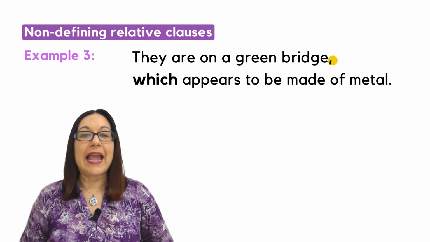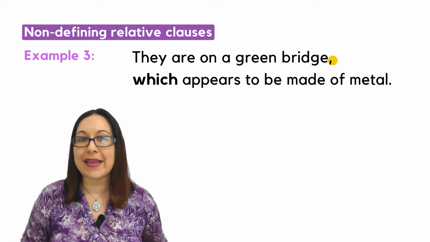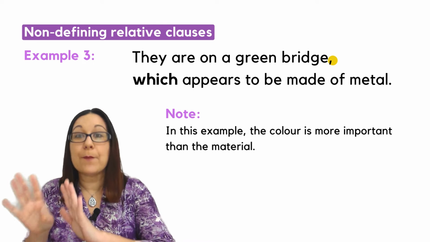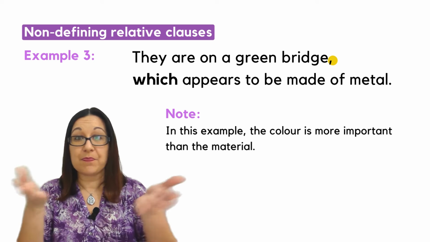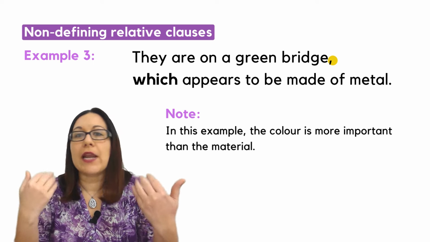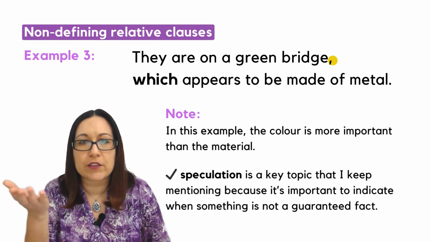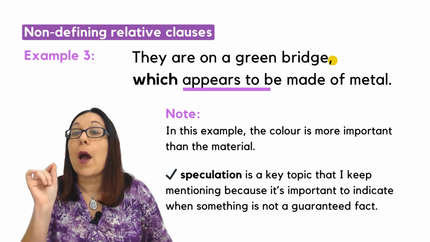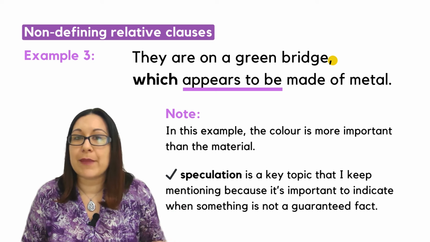My next example, they are on a green bridge, which appears to be made of metal. So conversely, we could focus on the color green, put that in the main clause, and then add the material as extra information. This is up to you what you want to prioritize and focus on. Now, obviously, I'm not actually there, and it's quite hard to be 100% sure what material was used to construct the bridge just by looking at this photo. So it's a good idea to add appears to be. They're on a green bridge, which appears to be made of metal.